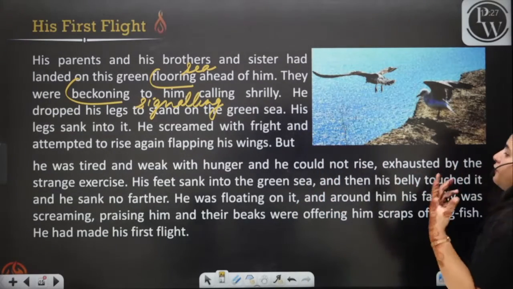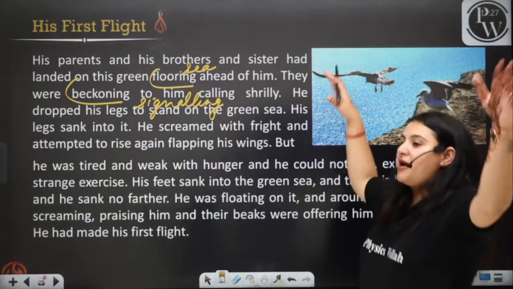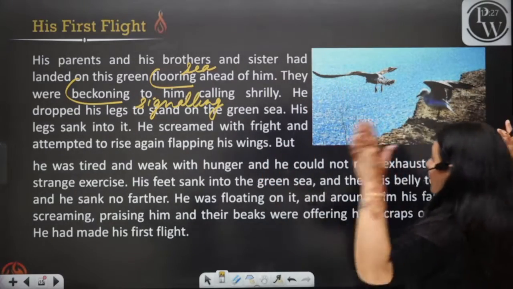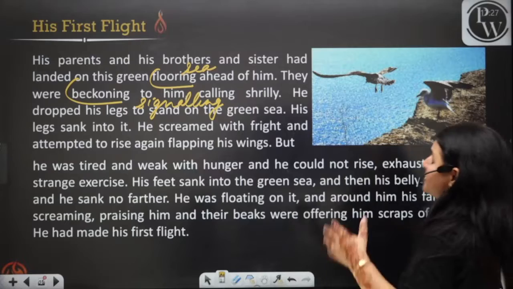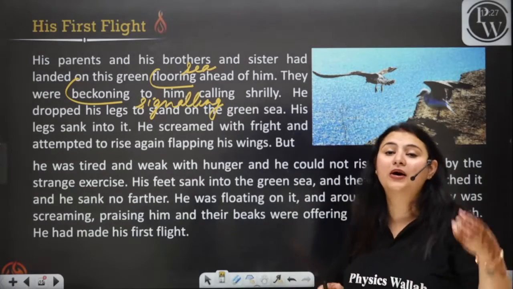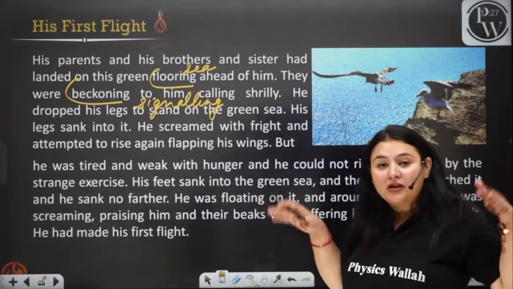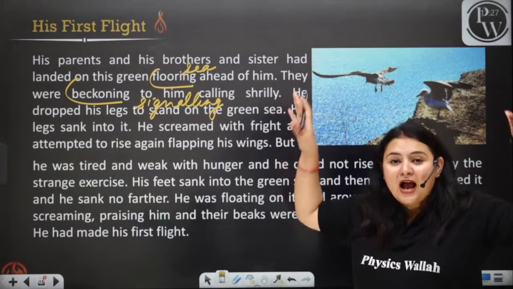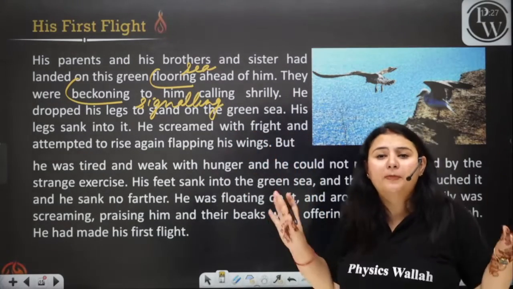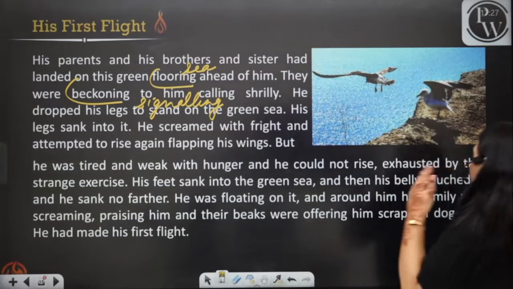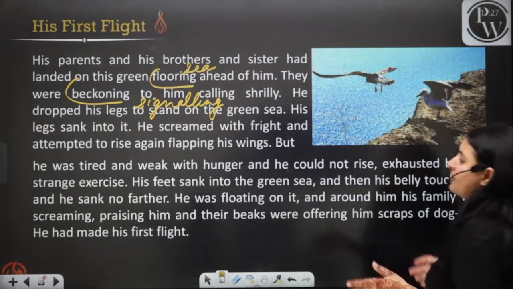He was shrieking in fright, and he was again trying to stand up and flapping his wings, but he was tired and weak with hunger, as we know that the poor young seagull was hungry. He was very weak. That is why he was not able to lift his wings, and he was not able to stop himself from sinking. He could not rise, exhausted by the strange exercise.